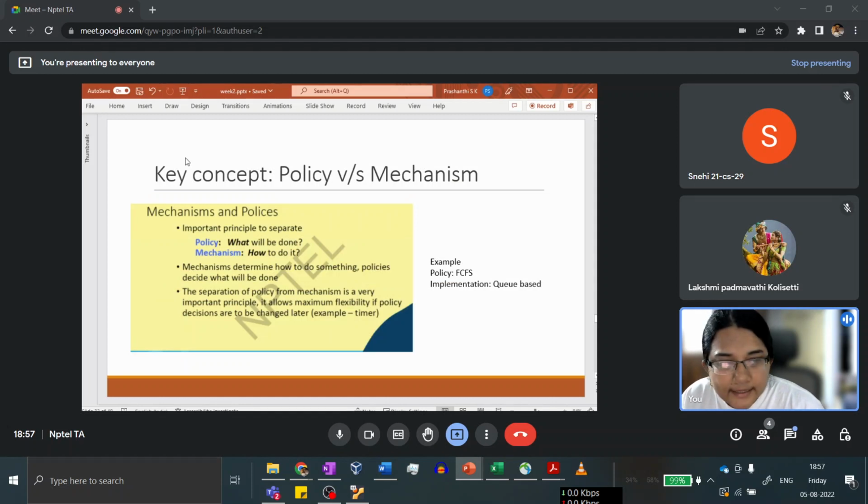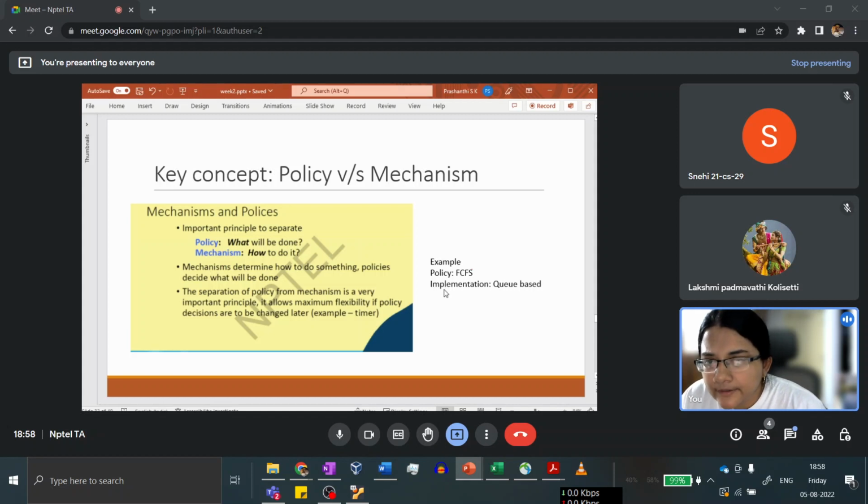And the last thing I'll cover today is the difference between policy and mechanism. This is also something important to remember throughout the course of learning operating systems, and in general learning anything about design, right? A policy is talking about what you will do. For instance, your policy might be first come, first serve. Say for a scheduling algorithm, you say whichever process comes first, I'm going to schedule that first.